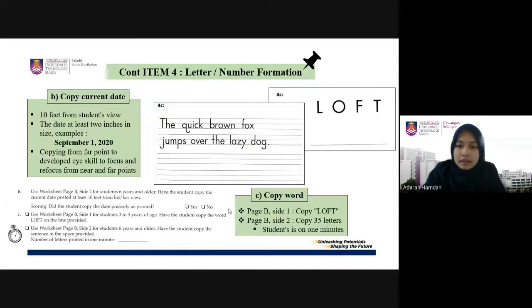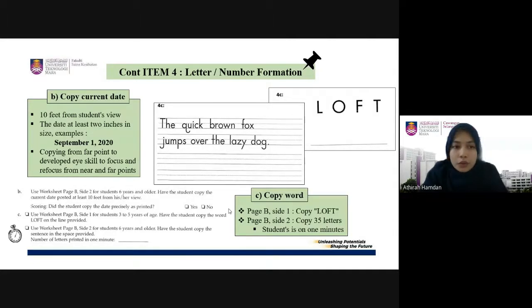Alright, next. Alright, here for page B, side 2, for children 6 years old and above, copy current date posted 10 feet from student's view and the date at least 2 inch in size. Example, September 1, 2020. So in addition, copying from far point to develop eye skill to focus and refocus from near and far points.